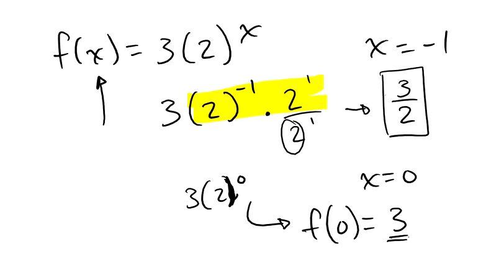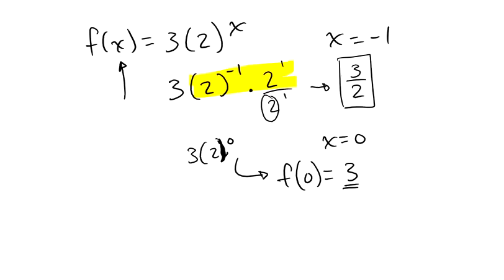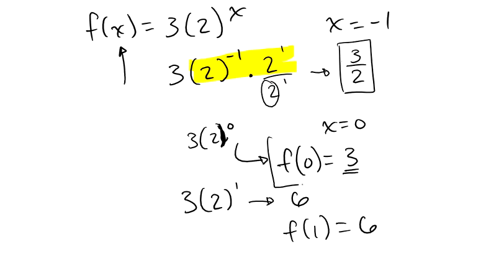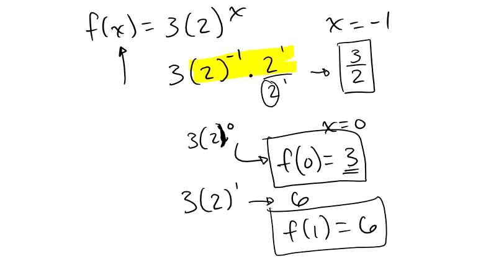And the last one it says is, what do you get when you plug in a 1? Well, I don't think this is particularly difficult. This becomes 3 times 2 to the first power. 2 to the first power is 2, so this just becomes 3 times 2, or 6. So my answers are f of 1 gives 6, f of 0 gives 3, and, though I didn't write it down with the correct notation, f of negative 1 gives 3/2.